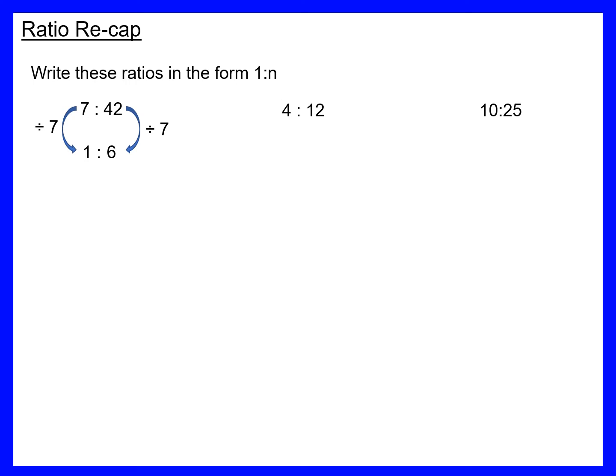Okay, so for our first one then, if we want the 1 to be under the number 4, we're going to need to divide both sides by 4, which gives us 1 to 3. And for the last one, we want the 1 to be under the number 10, so we're going to divide both sides by 10, which gives us 1 to 2.5. So with these, we can have decimals or fractions, if you prefer, in your ratios.